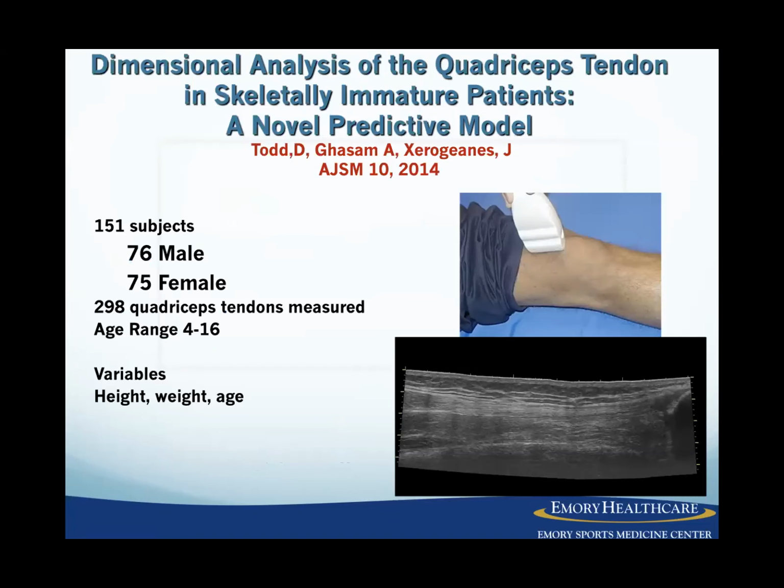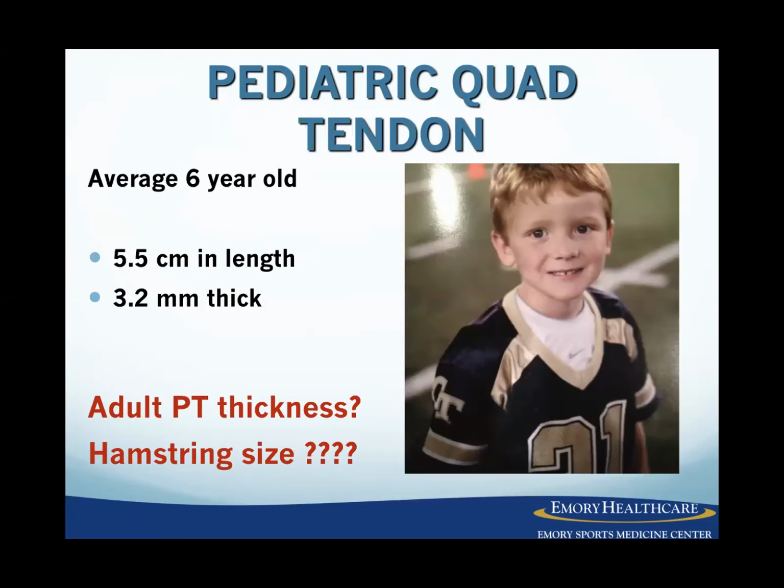Well, we did ultrasound of a bunch of little kids, and we found that the average thickness of a 6-year-old's quad tendon is 3.2 millimeters. And when you think about it, what's the average thickness of an adult? Your patella tendon is 3.2 millimeters. So even in little kids, we have enough tendon to do a reconstruction and have the same thickness that you would have in the patella tendon of an adult. Okay, that's vital because you can't use a patella tendon on kids because it'll stunt their growth plate.